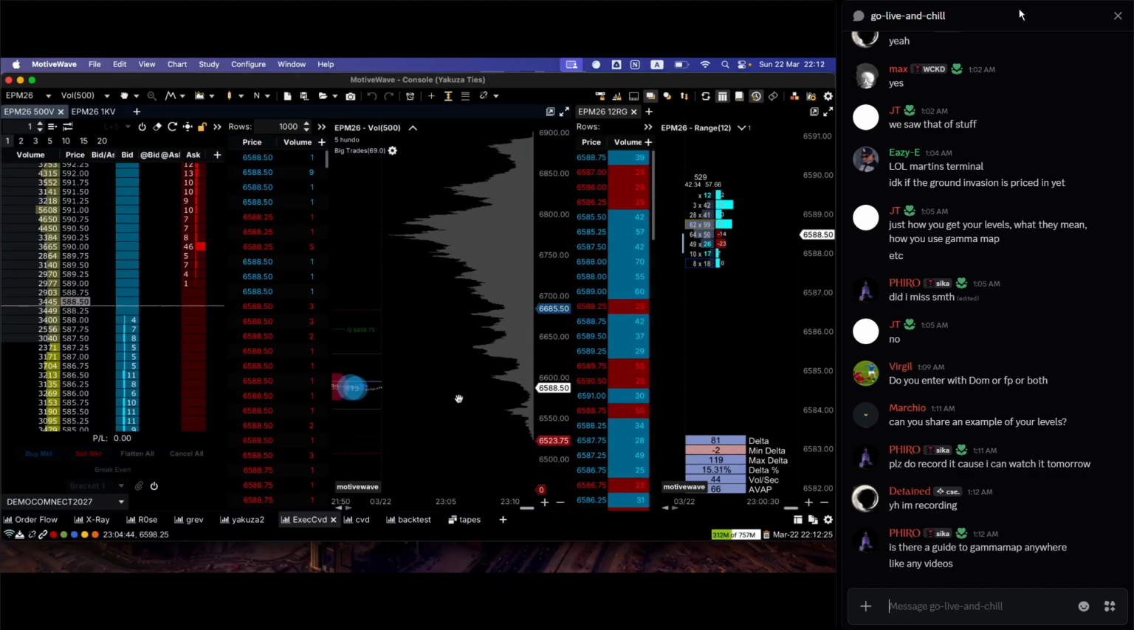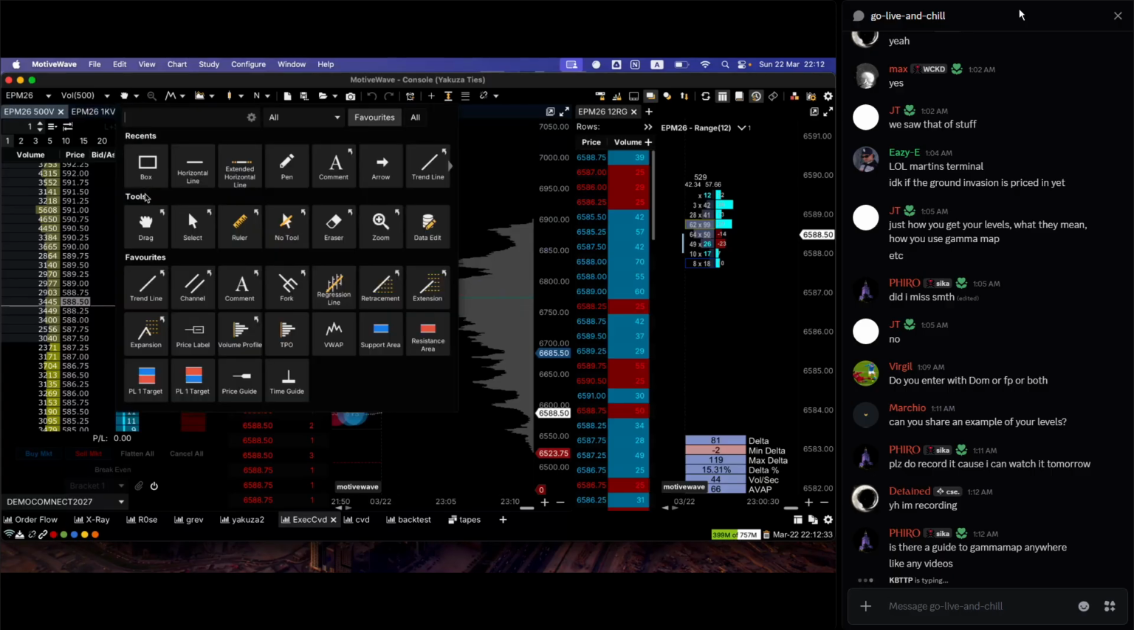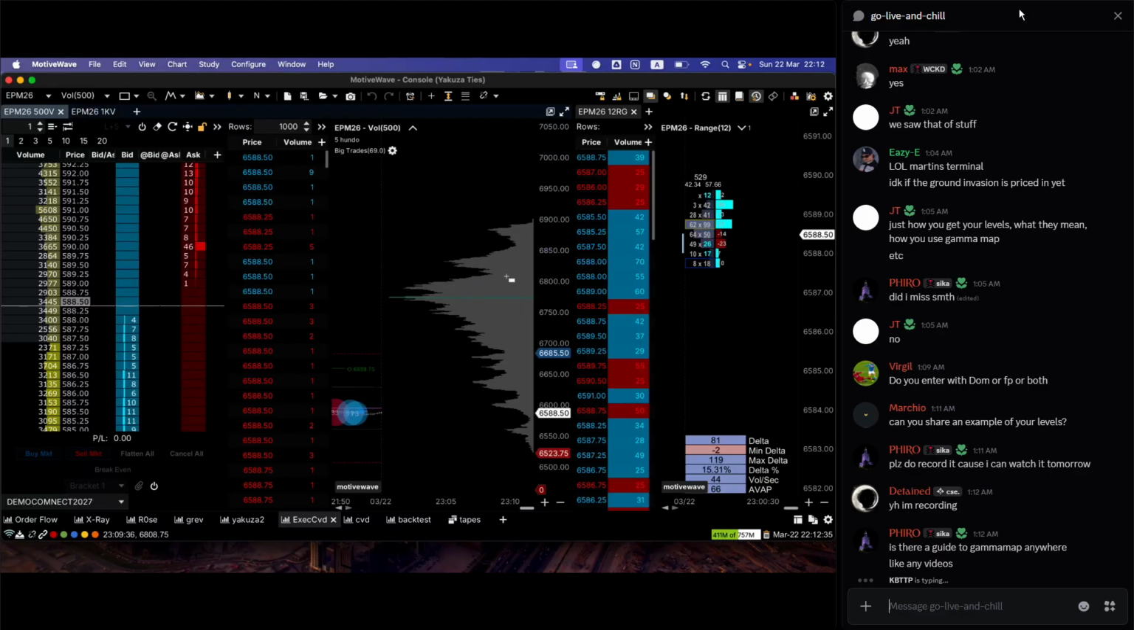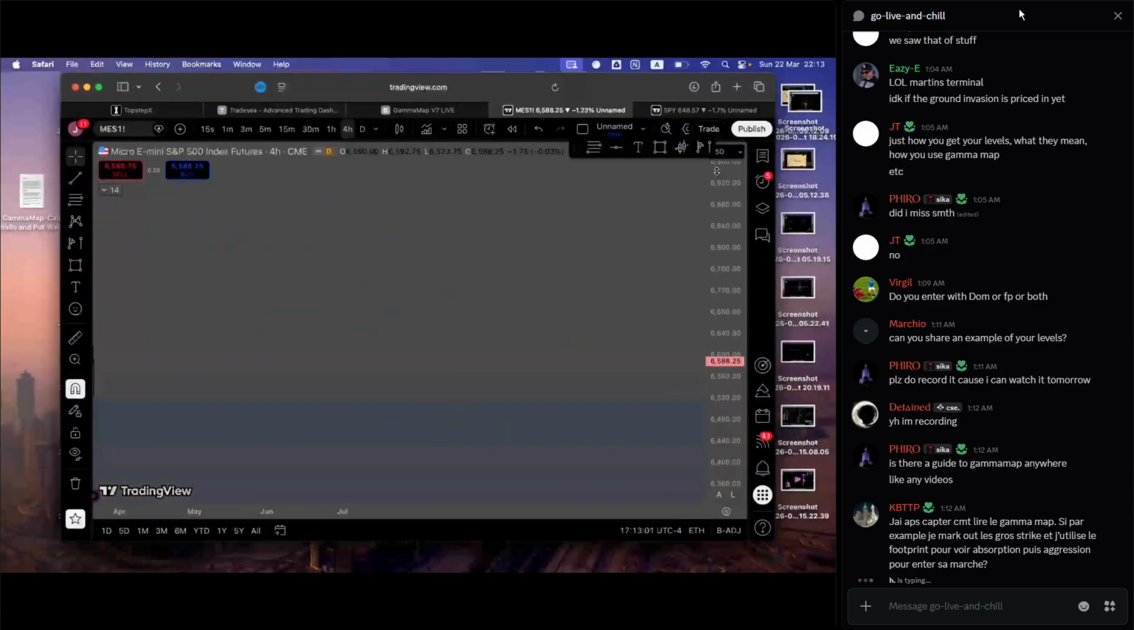I don't like it this way because you see, we established value mostly here. So this would be my point of interest, this area, where buyers and sellers deemed prices fair. So the idea would be I would be bid from here and short from here. This is the whole idea of auction market theory. I don't know if I have a pen so I can draw it for you guys, so I'll draw it.